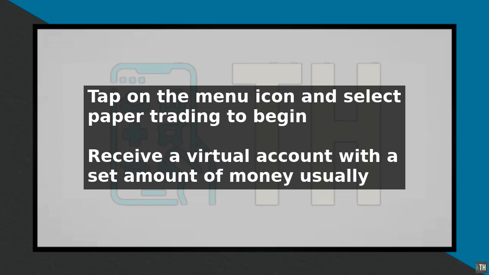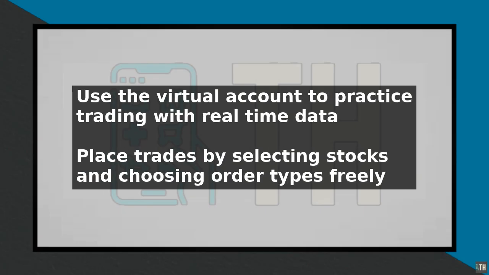To place a trade, tap on the Trade button and select the stock or other asset you want to trade. Then choose the type of order you want to place, such as a market order or limit order. Enter the number of shares you want to buy or sell, and confirm the trade. Your virtual account will be updated in real time to reflect the trade. You can monitor your portfolio and track your gains and losses.